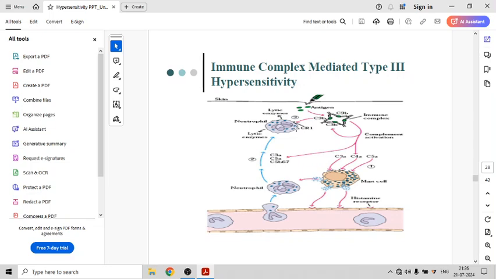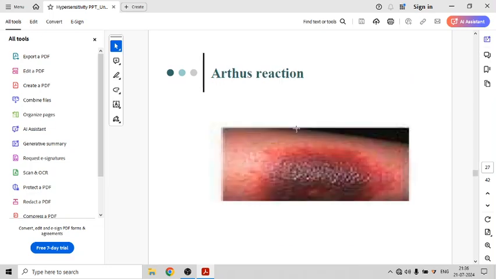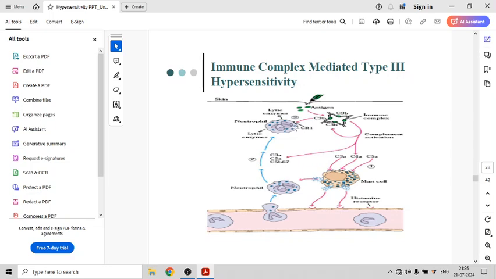The bystander lysis, that is lysis of the neighboring cells, will result in the formation of erythema like this, as seen in the Arthus reaction shown here. So there is tremendous amount of reddening in that area, erythema, edema and swelling, as well as sometimes even the welts formation or wheal and flare reaction taking place.